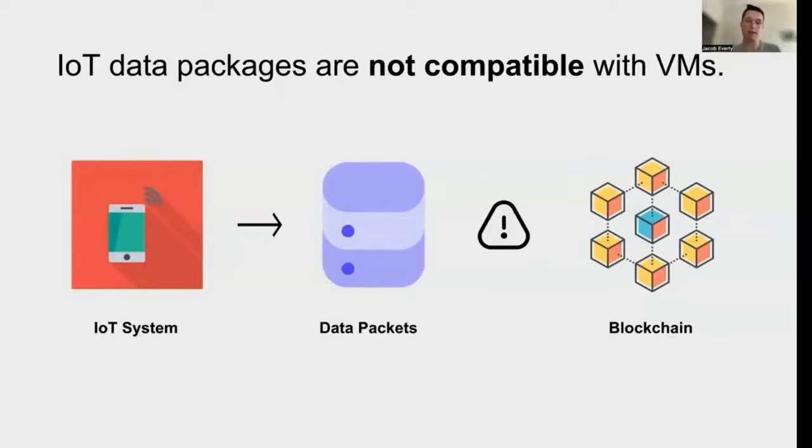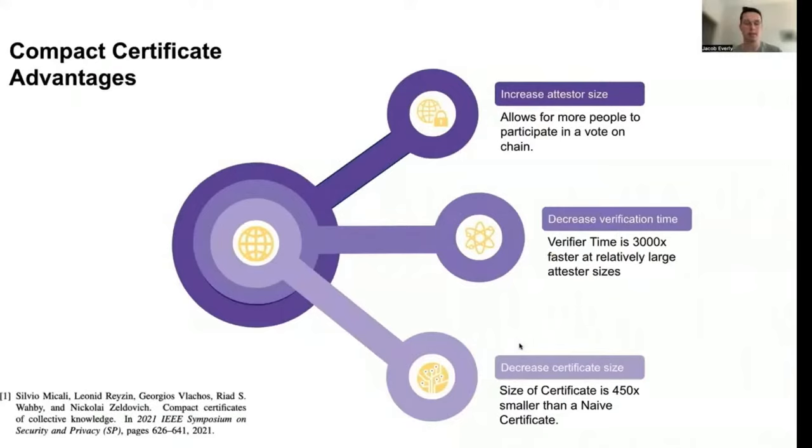We propose utilizing compact certificates and succinct proofs for efficient blockchain state proof exports. We then can enable the creation of custom VMs for blockchains. Compact certificates, as presented by my colleague, offer 3 key advantages. They allow for a large number of attesters, accelerate verification times by 3,000, and create certificates 400 times smaller than traditional ones when 1 million attesters are present.